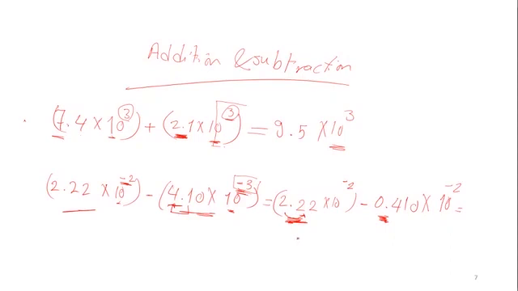So the answer would be, in that case, I would sum 2.22 plus 0.410, which is equal to 2.11 multiplied by 10 to the power minus 2. Because here I have multiplied by 10 to the power minus 2 and here also 10 to the power minus 2, the same number, I don't do any addition or subtraction to the tens. So my answer would be 2.11 multiplied by 10 to the power minus 2.